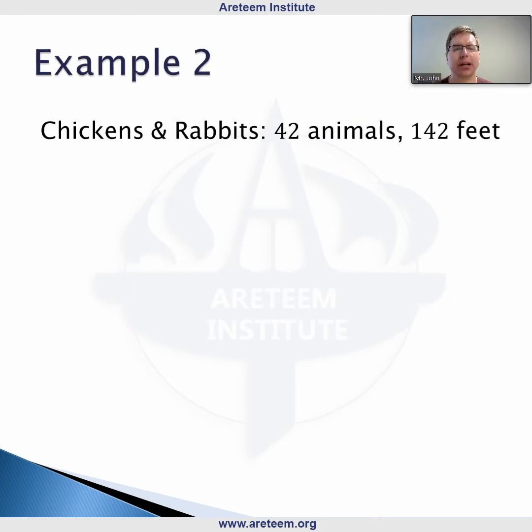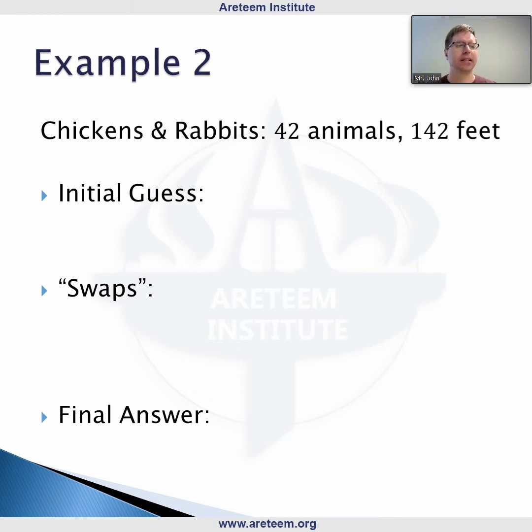So what happens if we have 42 animals and 142 feet? These are bigger numbers, so we have to do different things, but let's practice this as well. Let's do it here with an overestimate of the feet to start. Let's start with 42 rabbits in this case.